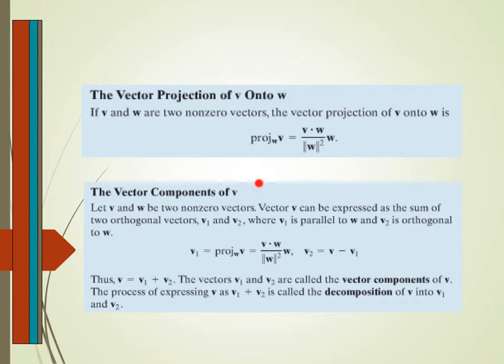So how do we find the vector components? After we find the projection of vector V onto W, the next component is found by subtracting the projection from the given vector, and we obtain V2, or the second force we were looking for. Doing that is called the decomposition of V into V1 and V2.